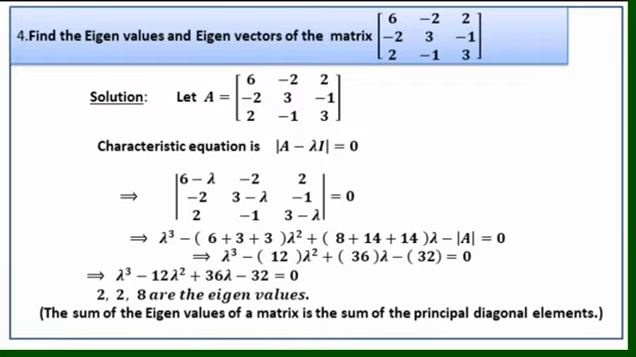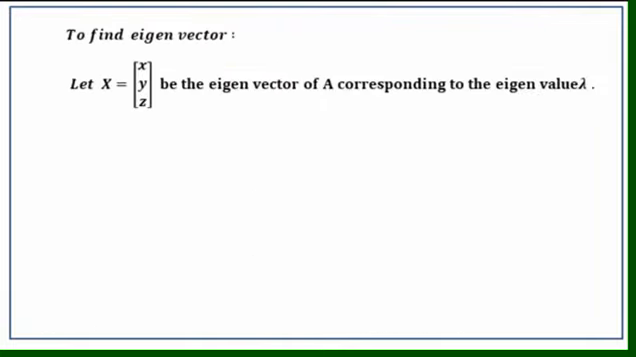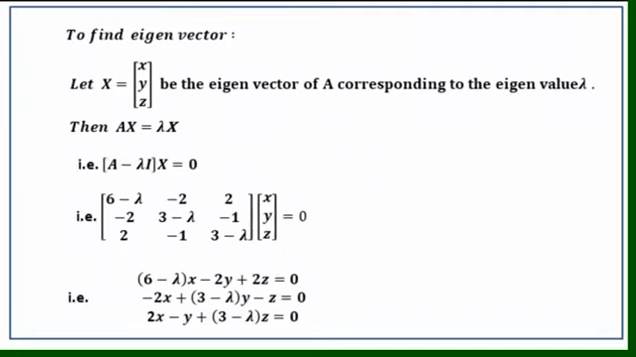Next, write the homogeneous equation to find the eigenvector. We do the same as before. Start with the eigenvector X, substitute for A minus lambda I, and multiply, and we get: (6 minus lambda)x minus 2y plus 2z equal to 0, minus 2x plus (3 minus lambda)y minus z equal to 0, 2x minus y plus (3 minus lambda)z equal to 0. First take the eigenvalue 2. If I take lambda equal to 2, 4x minus 2y plus 2z equal to 0. The second equation will be minus 2x plus y minus z equal to 0. The third equation will be 2x minus y plus z equal to 0.